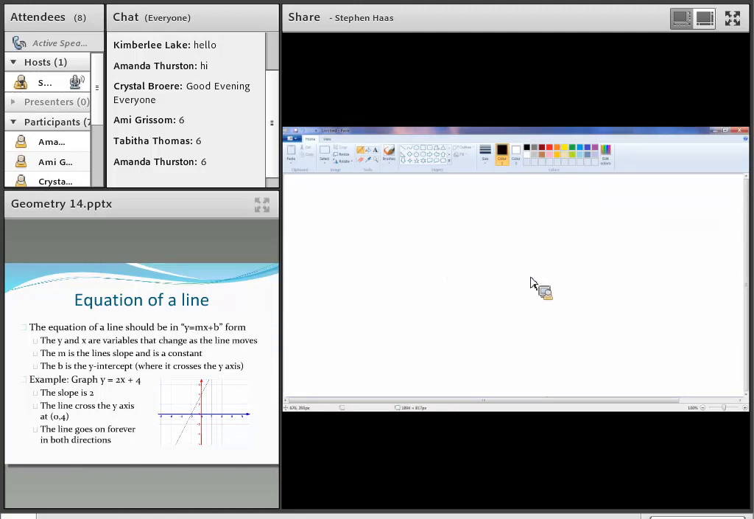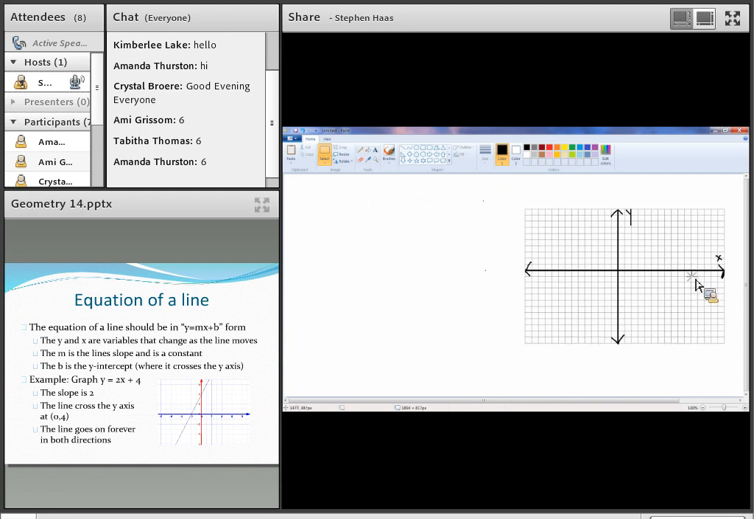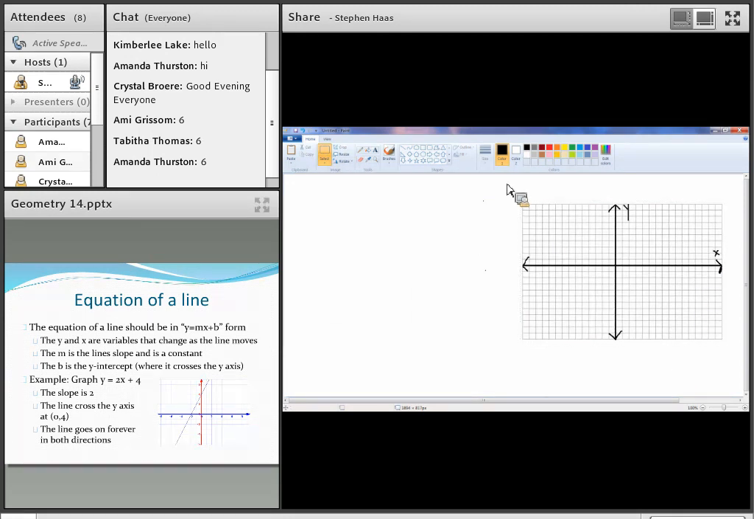Okay, now let us look at... Actually, all right, let me put another graph. There we go. Let's put another piece of graph paper in here. Okay, there we go.